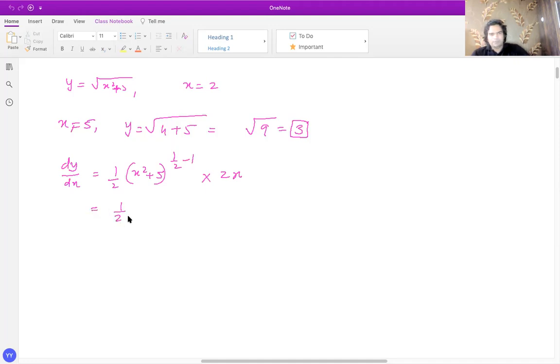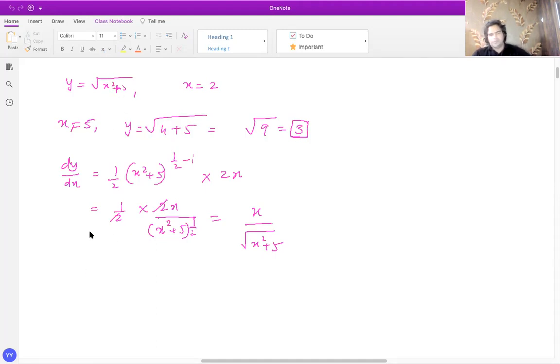Half times (x squared plus 5) to the power half minus 1, times the derivative of the inside function, which is 2x. So it'll be half times 2x, and half minus 1 is negative half. If you bring it down, it becomes (x squared plus 5) to the power half. This 2 and 2 cancel, and you get x over root of x squared plus 5 as the slope. Now this is the slope formula for this particular curve.